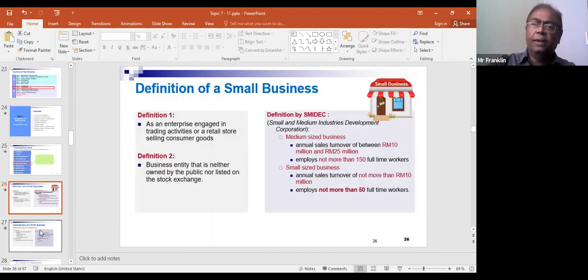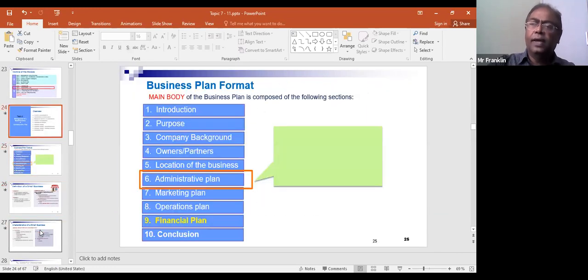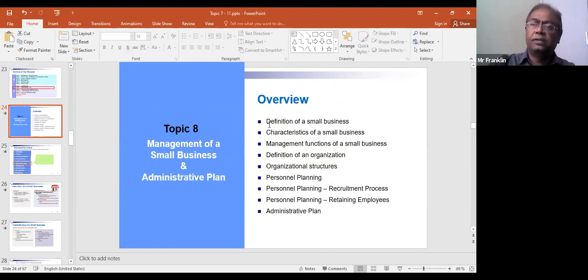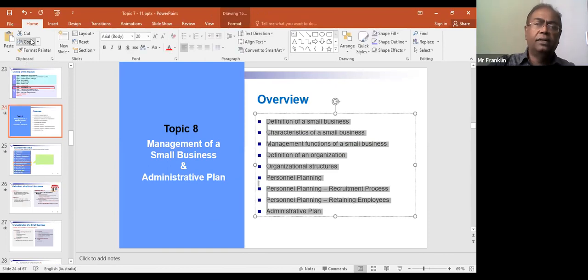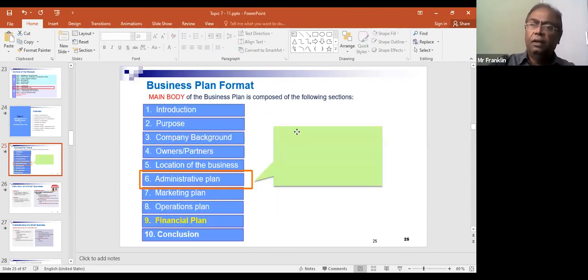Okay. So the administrative plan, what we're going to look at: what is the definition of a small business, characteristics of a small business, personal planning. All these are things that we're going to look at in this chapter. Now, some of the things that we're going to study here are something that you all are quite familiar with, isn't it? So it's not going to be something out of the ordinary.